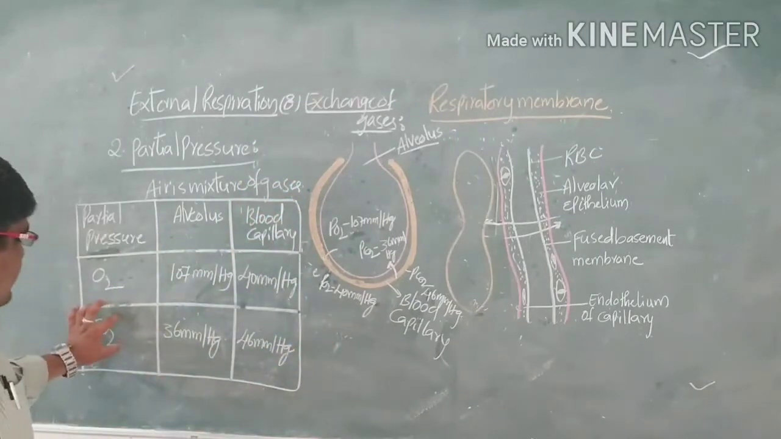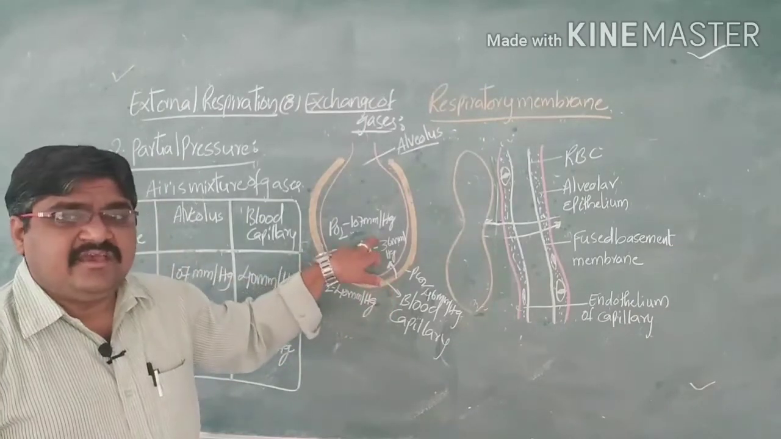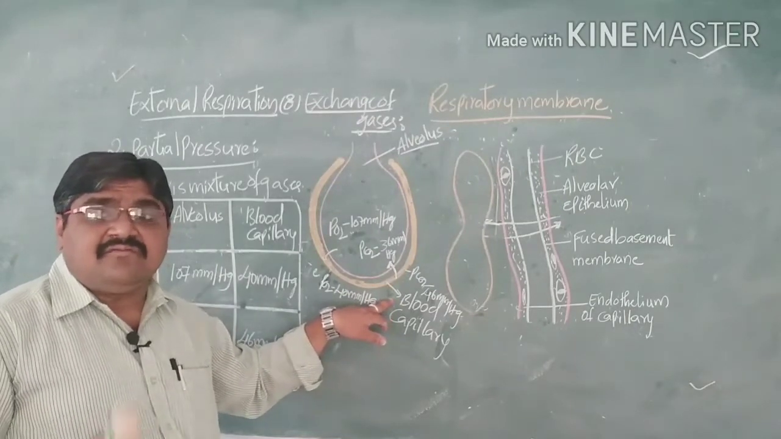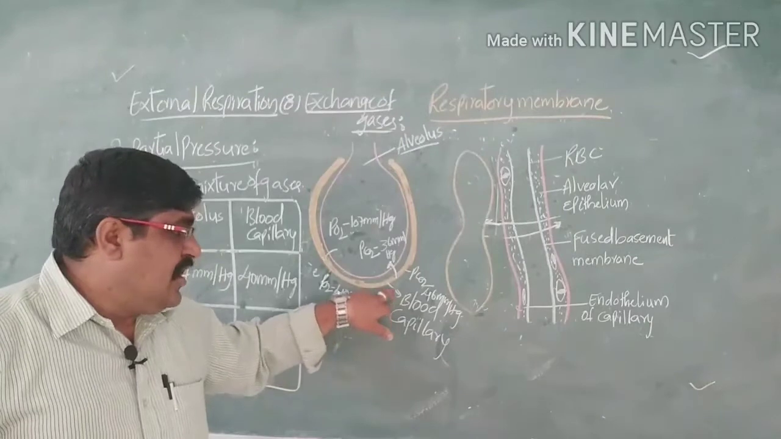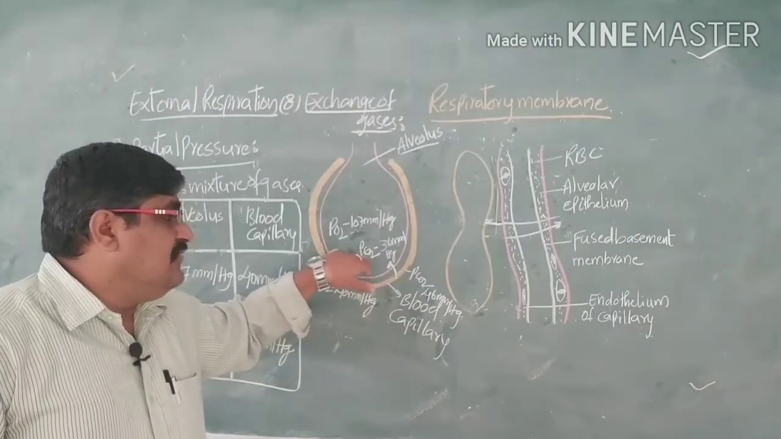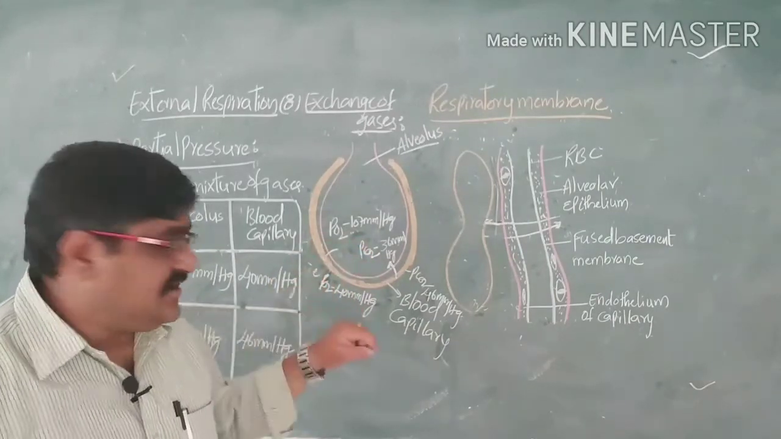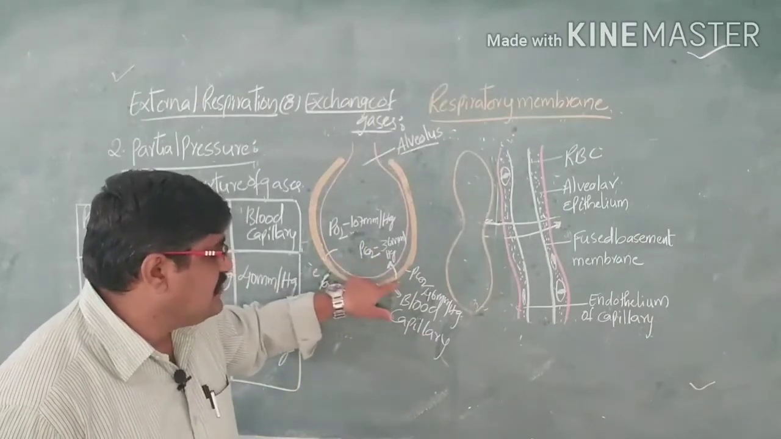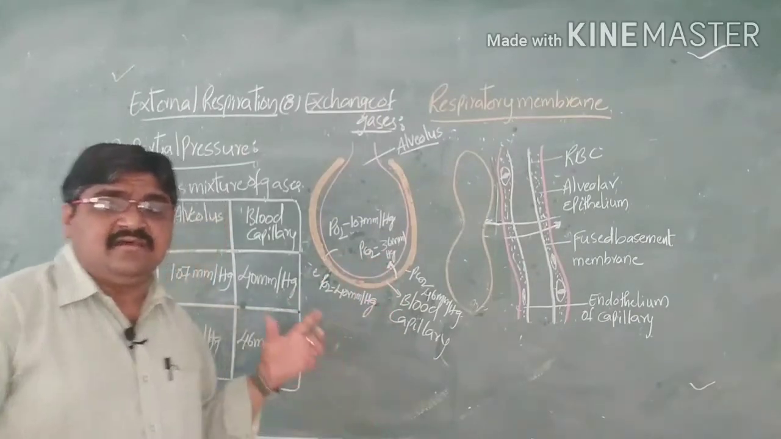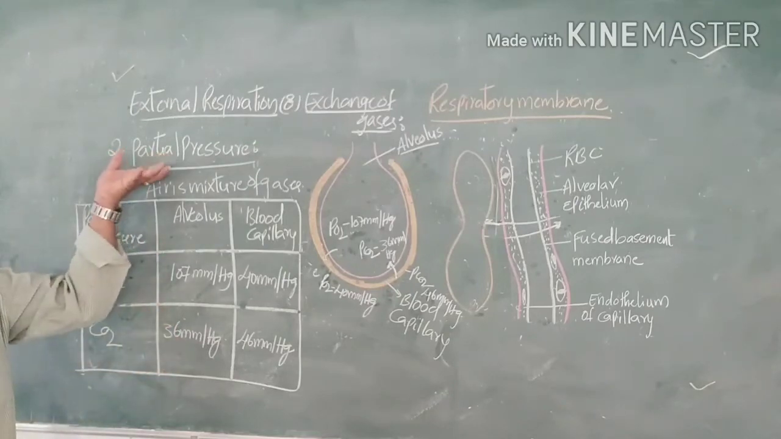Likewise, consider the partial pressure of carbon dioxide from the blood capillaries to the alveolus. The blood capillaries have carbon dioxide at a partial pressure of 46 mm Hg, while in the alveolus the partial pressure of carbon dioxide is 36 mm Hg. So from higher to lower, it diffuses from the blood capillaries to the alveolus, and the exchange of gases takes place.